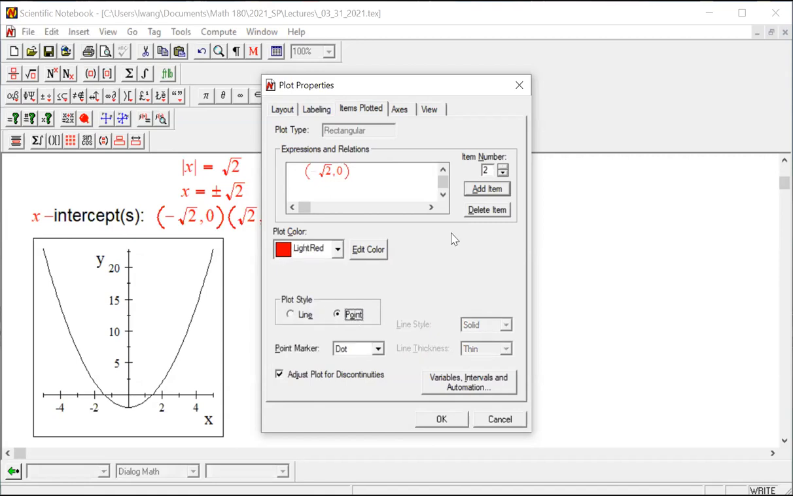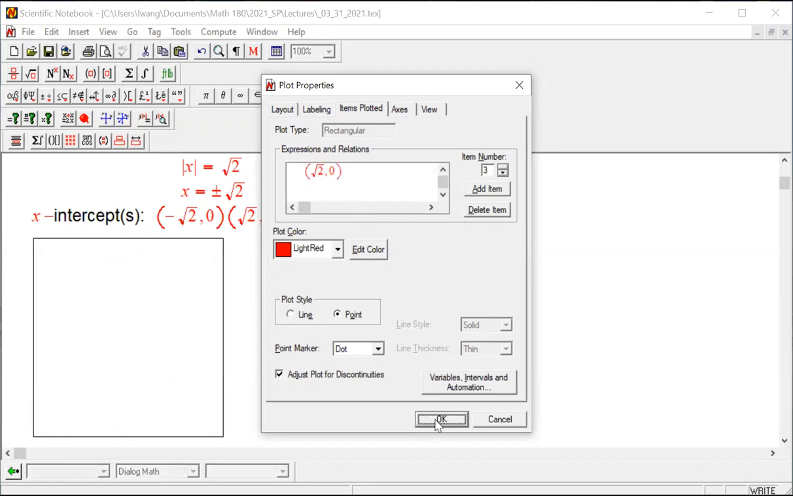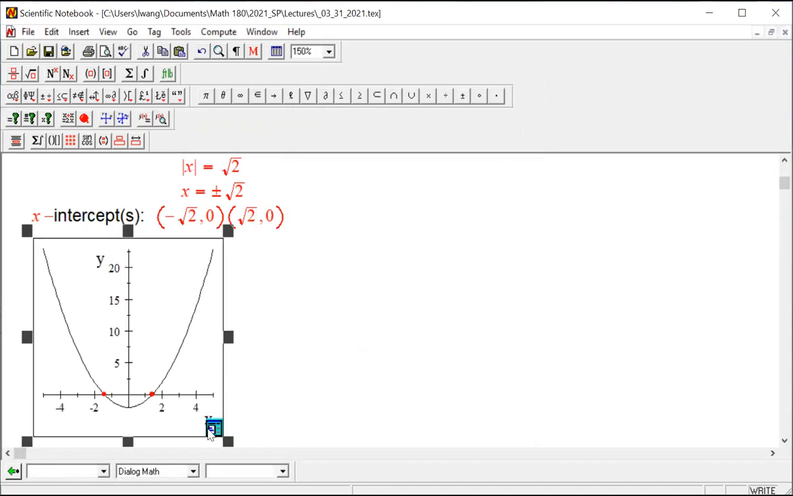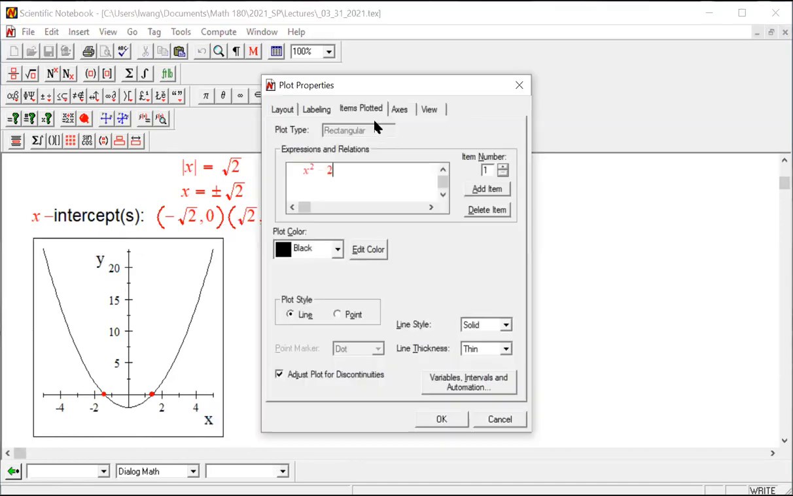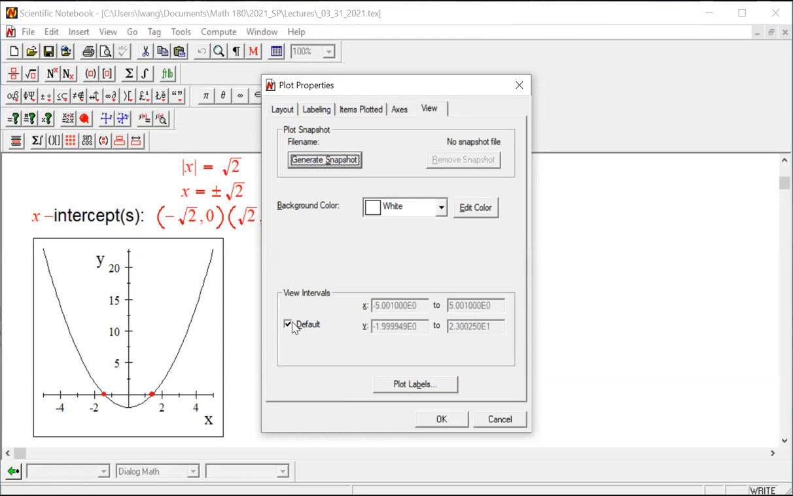Okay, 2 red dots, not circles this time. Please mark them. You get a picture to show your reader. Right, so let me just make it a little bit shorter.